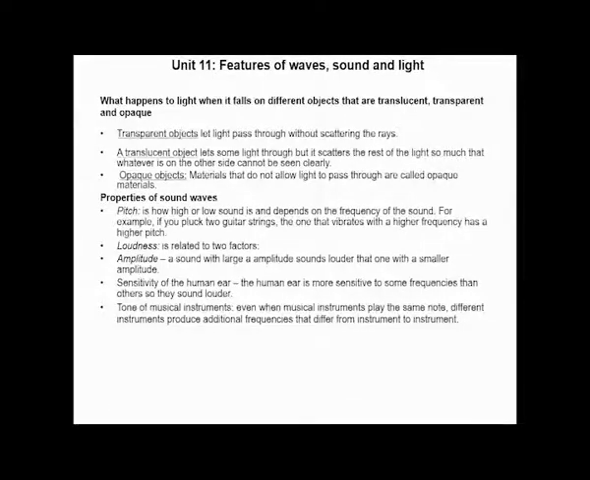Unit 11, the last unit, we look into features of wave, sound, and light. What are the types of light when it falls on different objects that are translucent, transparent, and opaque? A transparent object lets light pass through it clearly, 100%. While translucent objects are objects that allow just certain light to pass through, but not 100% clearly. And opaque objects, for example trees, are objects that do not allow light to pass through them at all.